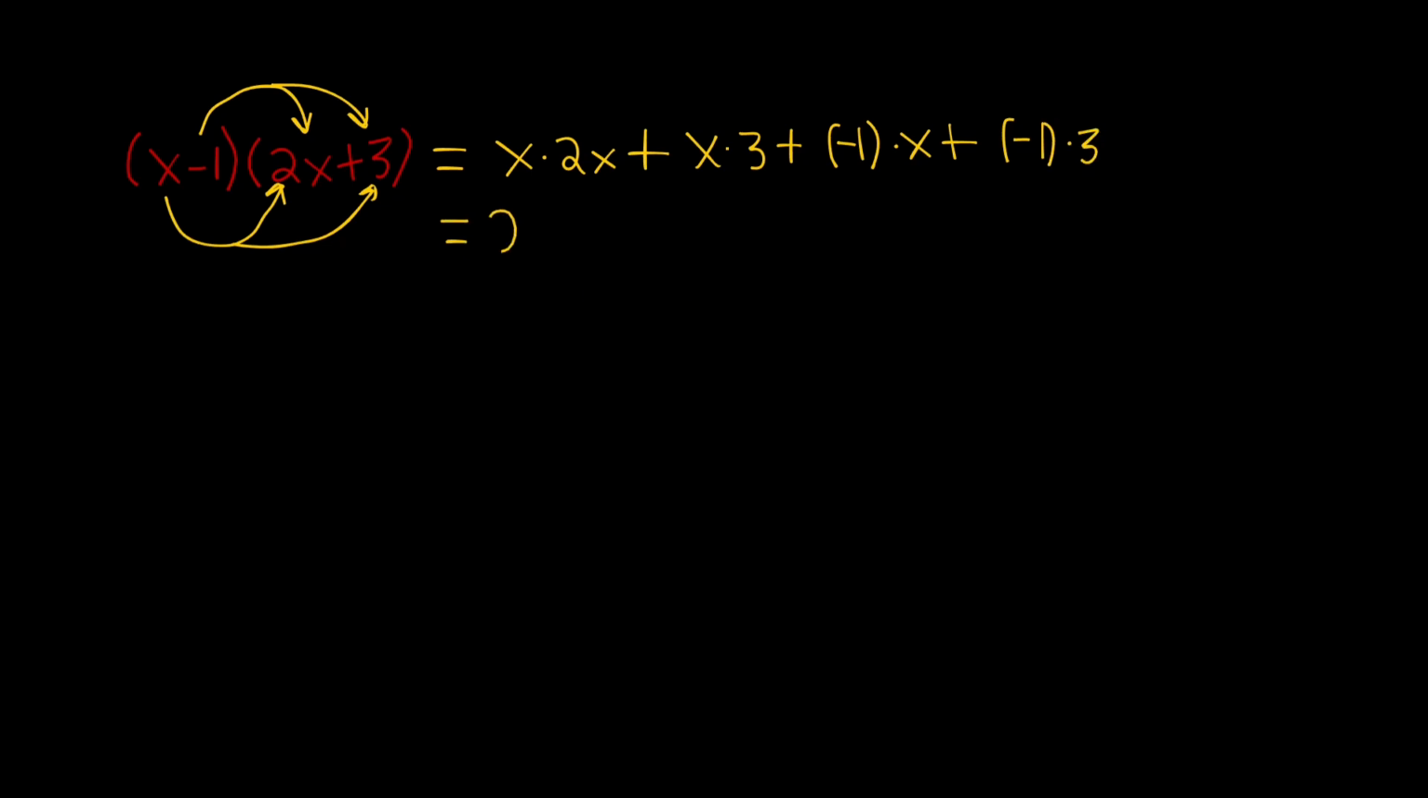Well, this is going to give me 2x squared plus 3x minus x minus 3, which means now we're going to combine our like terms. So 2x squared plus 2x minus 3 is our final answer in this case.